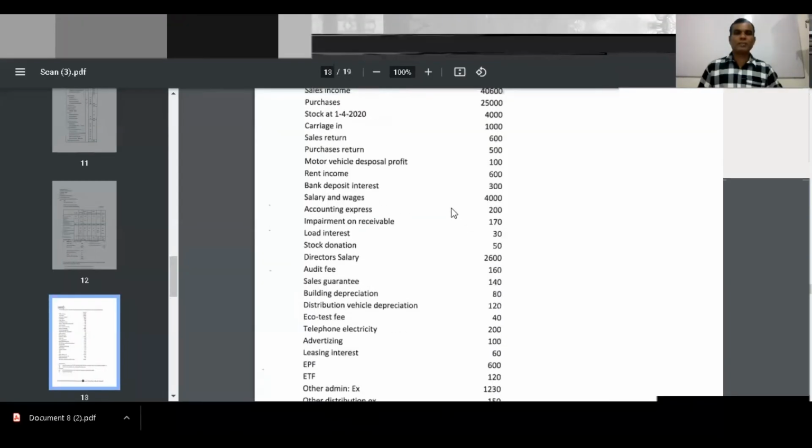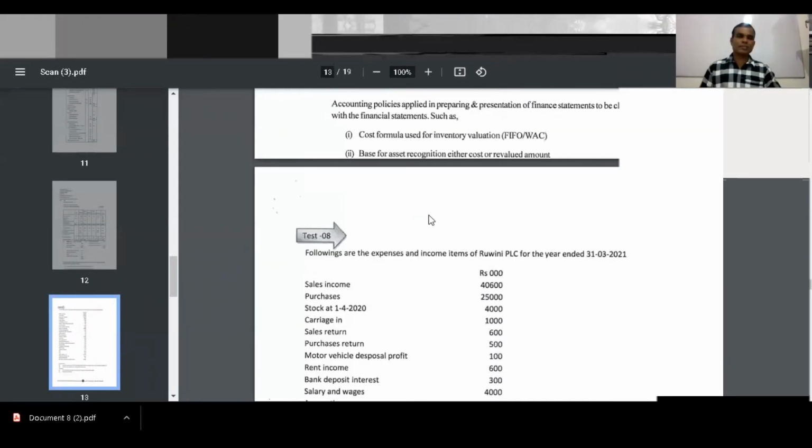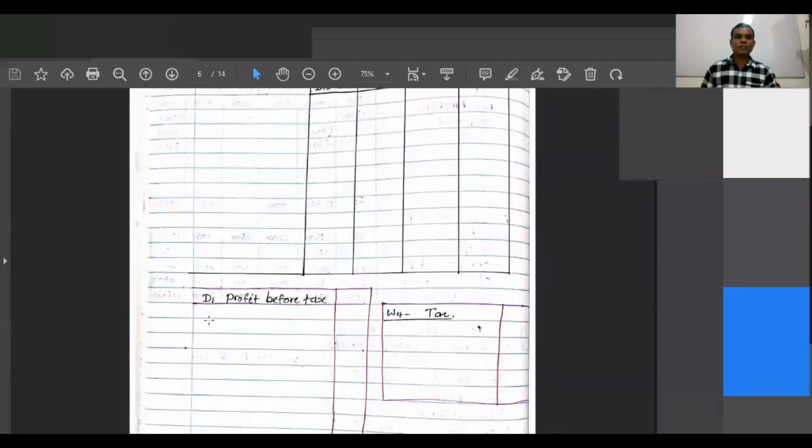I'm considering another important part. Now look at what are the items that should be taken for profit before tax. Now you know that there is a special disclosure here, profit before tax. This part is very important. You are getting a separate mark for that. This area is concerned, profit before tax, you are getting 2 marks.